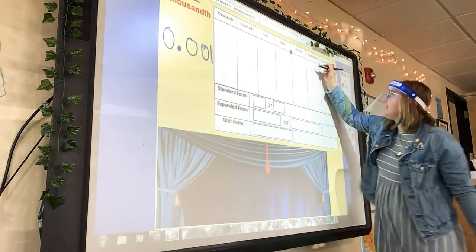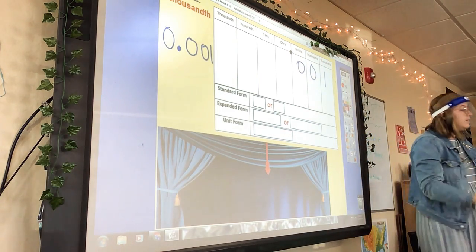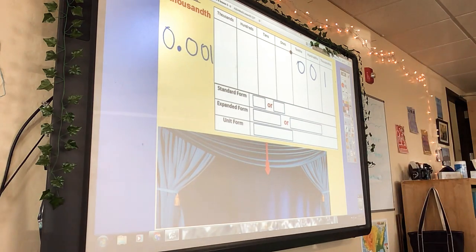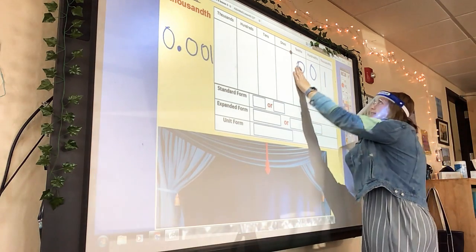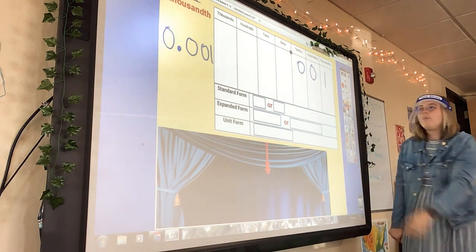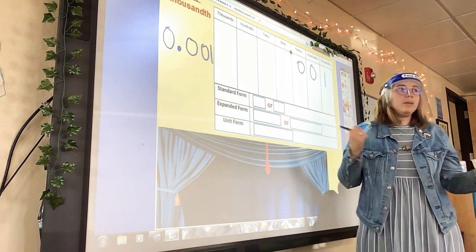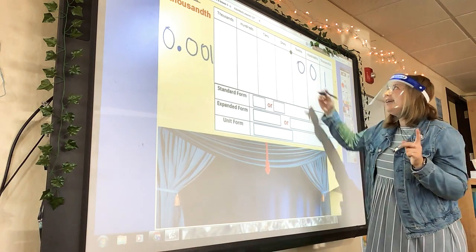Which means that these place values right here, the tenths and the hundredths, need a 0. So put a 0 in the tenths and the hundredths. Okay? We cannot leave those guys hanging. They've got to have zeros there for us to know, okay, I have 0 tenths, 0 hundredths, but I have 1 thousandth.